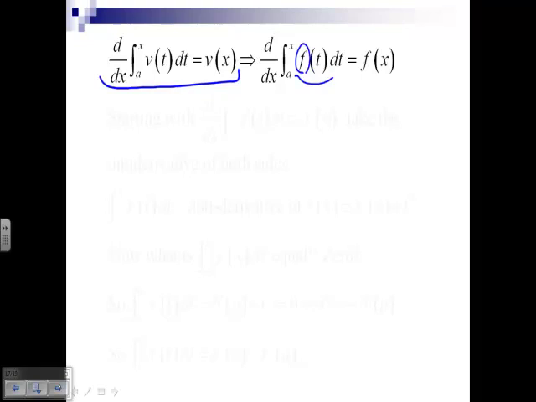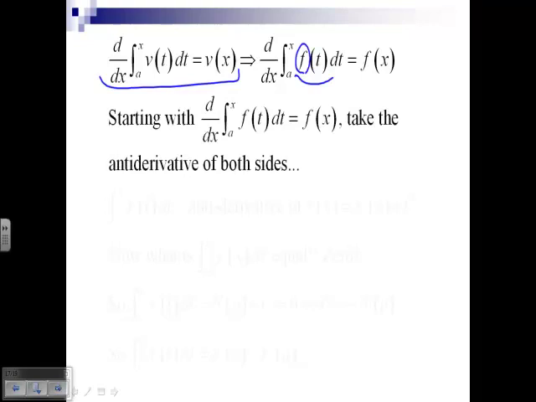The derivative of the definite integral from a to x of f of t dt is equal to f of x. Because of, again, that position-velocity relationship that Jordan talked about. Now, what I want to do is take the antiderivative of both sides of that equation. You okay with that?